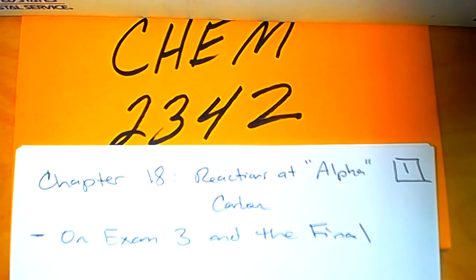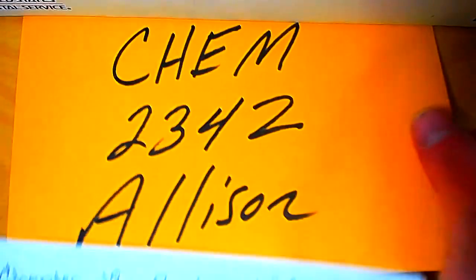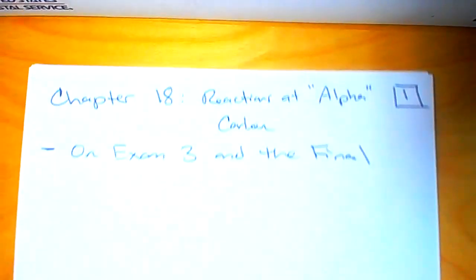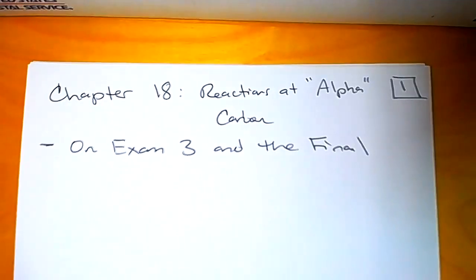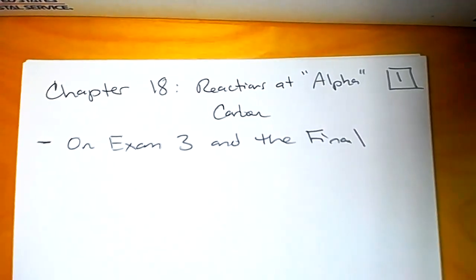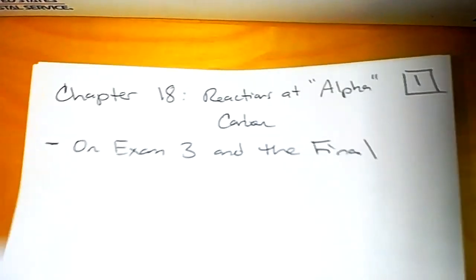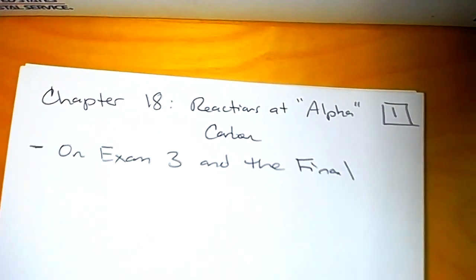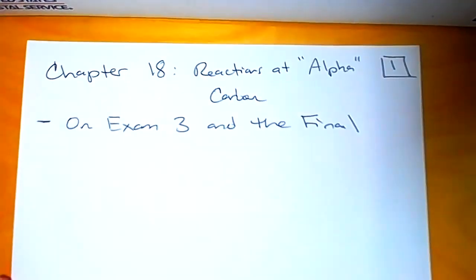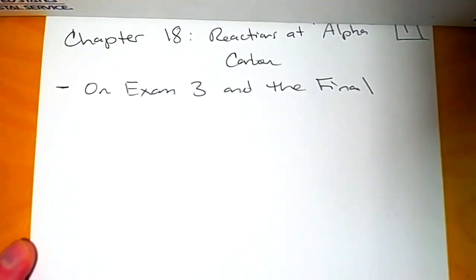So this chapter deals specifically with reactions that occur at the alpha carbon position. This is something we have mentioned before in class about alpha carbons and the nature of the hydrogen atoms that are on those alpha carbons. And so I'm going to start by reviewing a couple of those concepts.